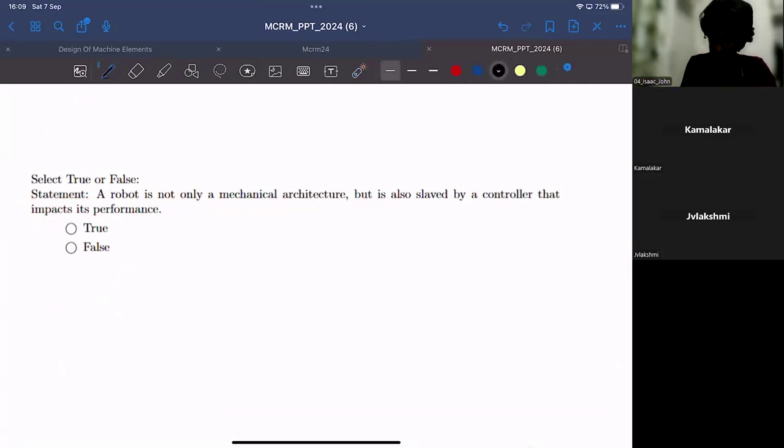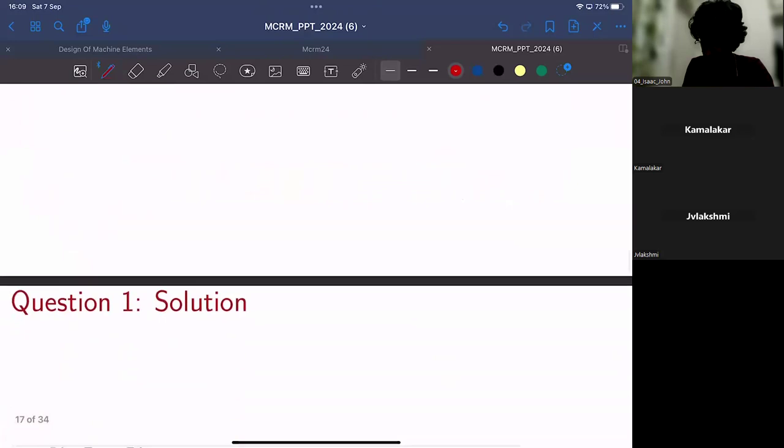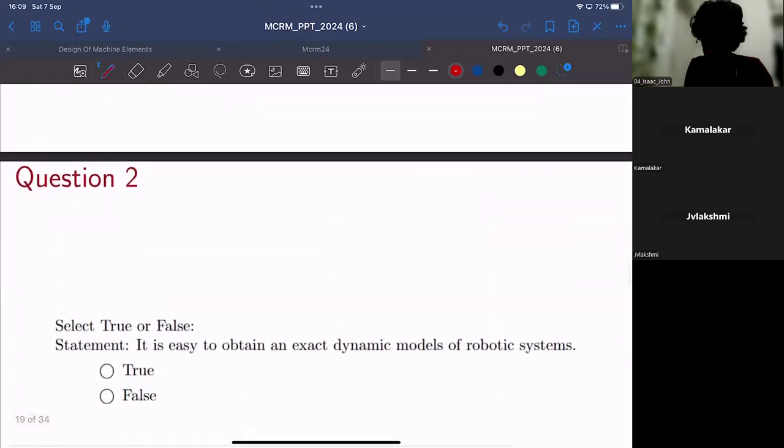So I suppose we can all agree that it is a true statement, right? Without any ambiguities, right? Because what a robot should do is actually fully determined by the controller. Yeah. So the answer is indeed true.